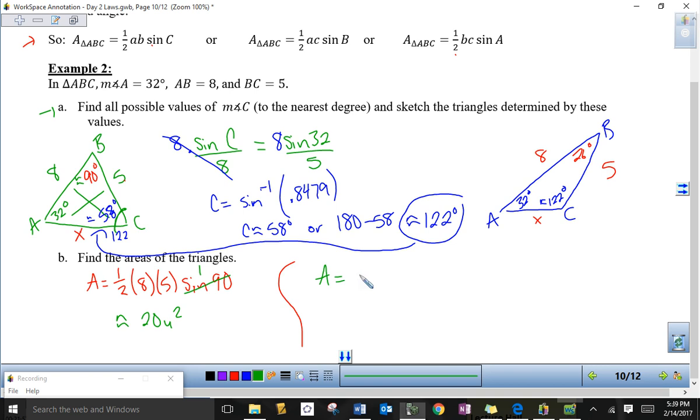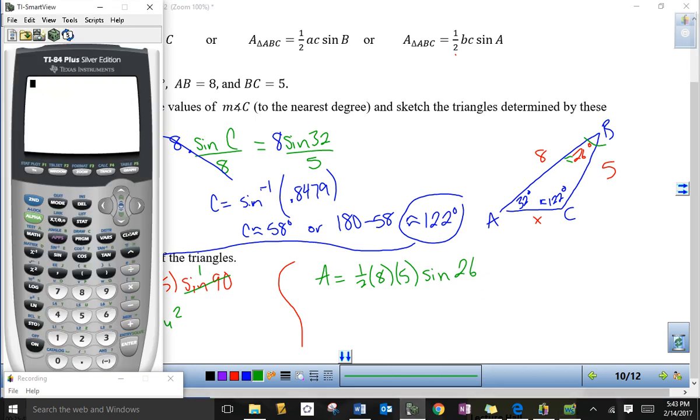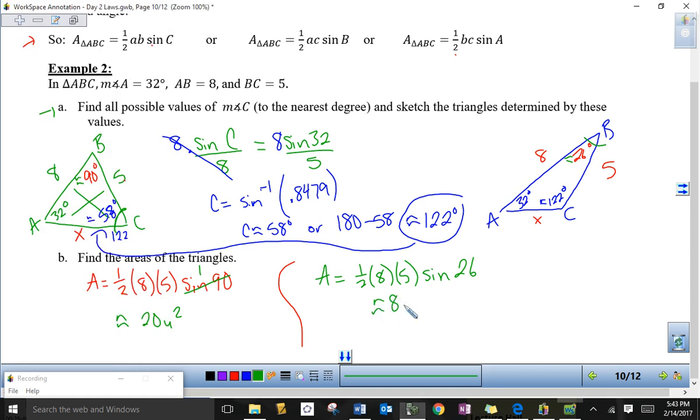Our second triangle, still 1/2 8 times 5, but this time my included angle up here is the 26 degrees, so it's sine of 26. Okay, this whole part was 20, so 20 sine of 26 is about 8.8 units squared.